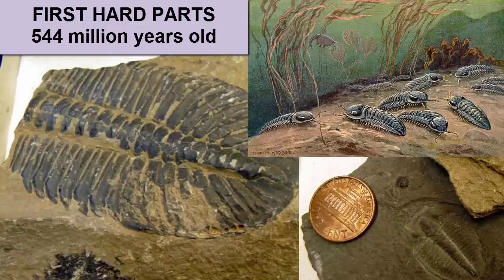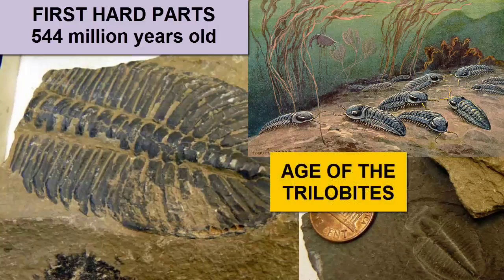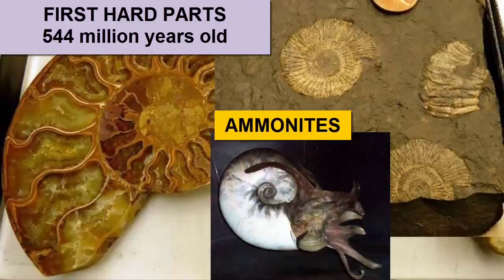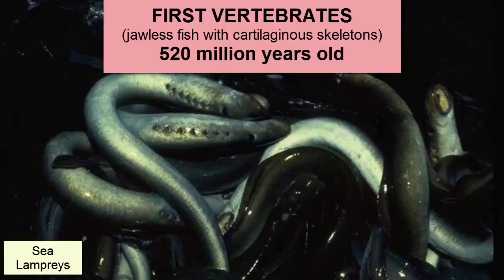544 million years ago, we see the first evidence of hard parts, thus contributing to many orders of magnitude more fossils forming, as hard parts make fossilization much easier. It was also the beginning of the age of the trilobites, crab-like animals with exoskeletons that scuttled across the seafloor. Ammonites came next, a nautilus-like cephalopod. Imagine a giant octopus-like organism living in an ornate hard shell and floating at various depths within the water column. The first vertebrates, jawless fish with cartilaginous skeletons, evolved about 520 million years ago.